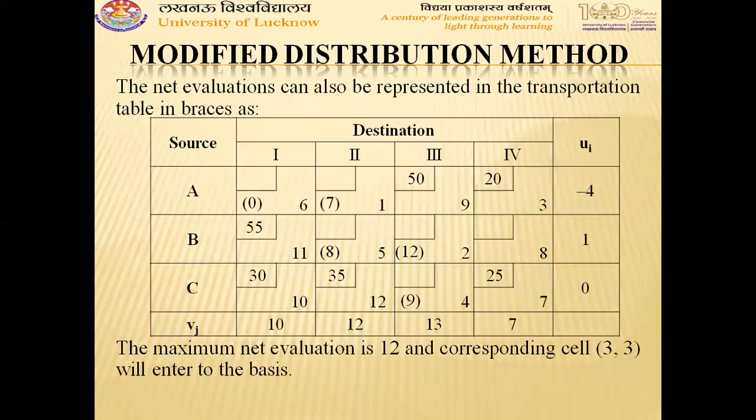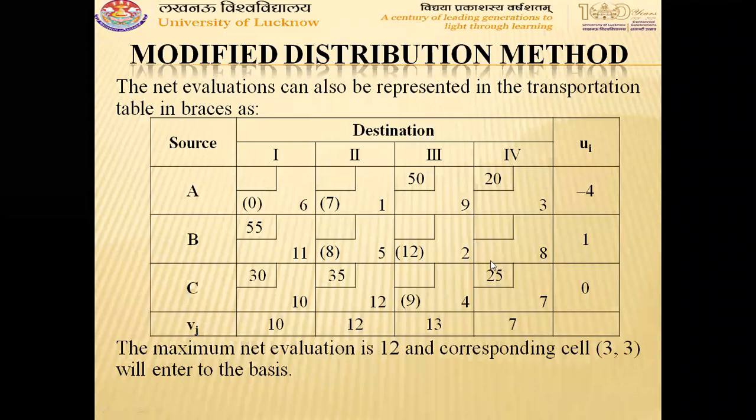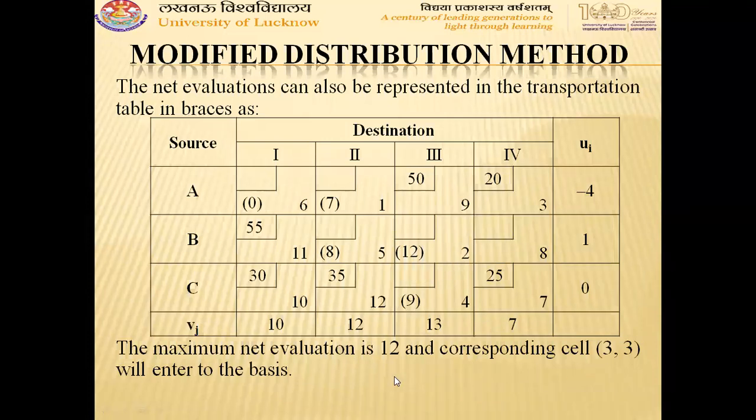These net evaluations can be represented in the transportation table in braces. For the first cell we calculated 0, so I have mentioned 0. For the second, the net evaluation was 7. Similarly, other net evaluations are mentioned corresponding to unallocated cells. For cell 2 comma 4, it was by mistake left unwritten. It is 0, so we write 0 in the braces. The maximum net evaluation is 12, so the corresponding cell 2 comma 3 will enter the basis.